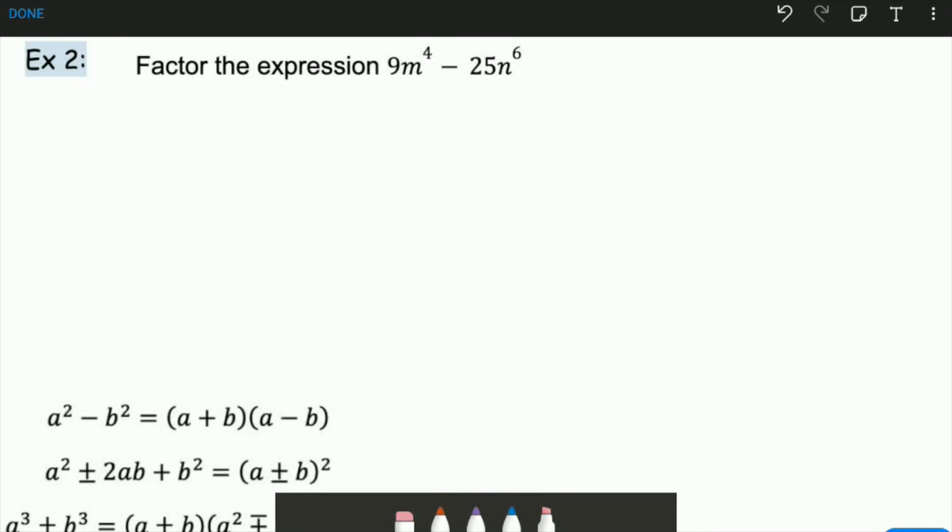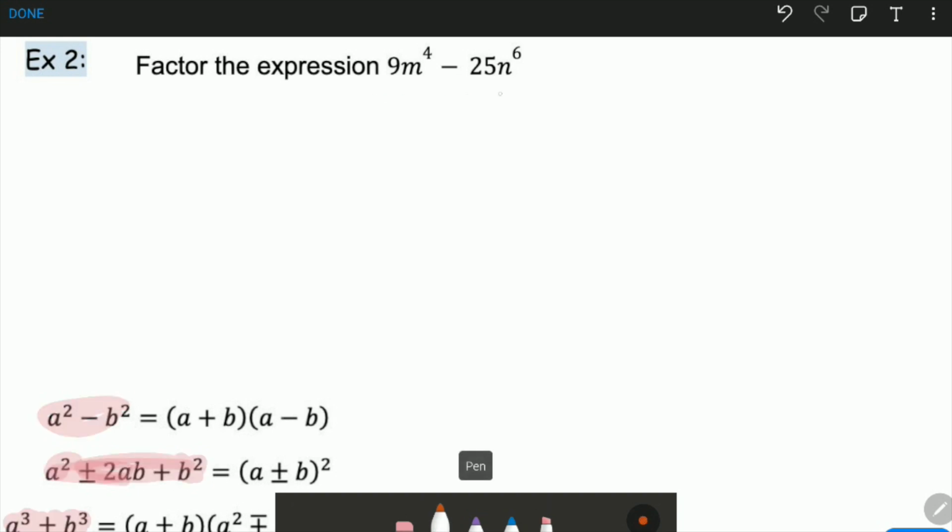Okay. In the second example, we're going to be factoring the expression 9m to the fourth minus 25n to the sixth. Now, as I do this, a lot of times we do use those algebraic identities to help us factor. And when you are factoring, you're going to be looking at this side of the formula without the parentheses. That's the side you're going to focus on when you try to identify which pattern or which identity it follows. You should, before you do that though, check to see if there's a common monomial in both terms, and then try to figure out which pattern it follows.